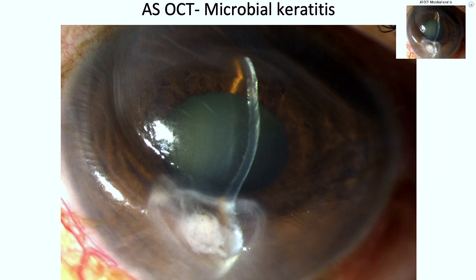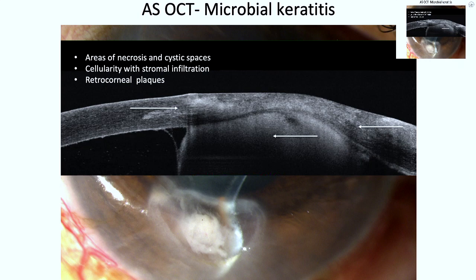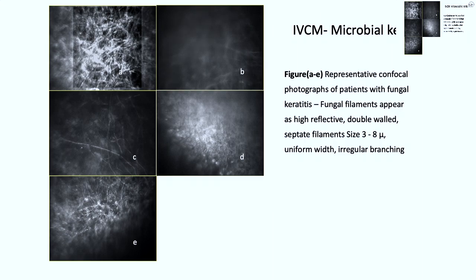What else is interesting in the diagnosis and approach is to have an ASOCT, which can provide details of the areas of necrosis, retrocorneal plaques, cellularity, and areas of melting. IVCM has been in vogue, but it is an expensive piece of equipment.